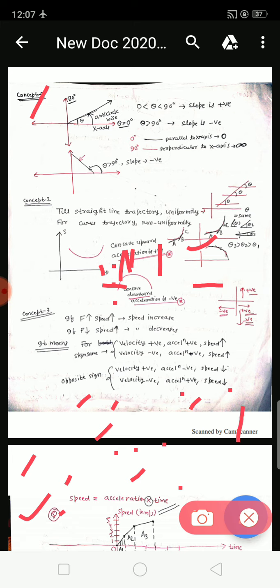The first thing I told you: if there is a curve, a straight line, how will you find the slope? You will find the slope by tan theta, where theta is the angle with respect to the positive direction of the x-axis. I have already told you about positive and negative direction. What was the positive direction? The right side of the origin and the upper side of the origin are positive. Both of these are positive. And the left side of the origin and the lower side of the origin are negative.